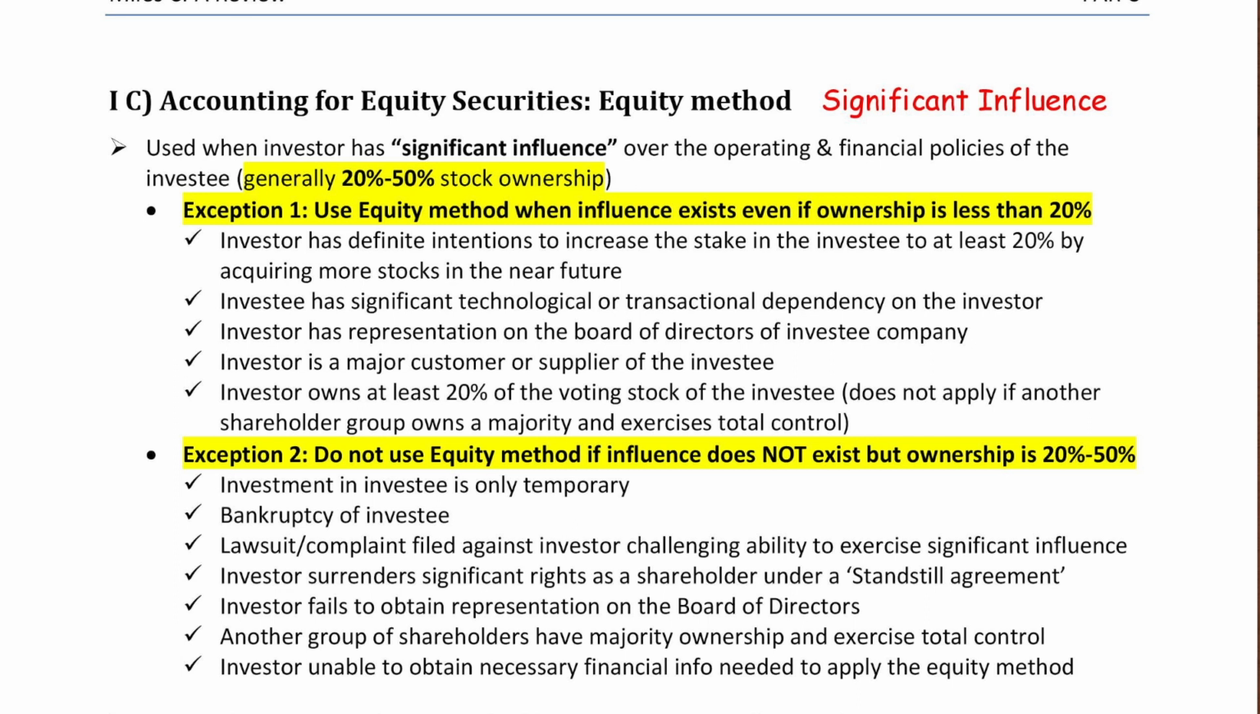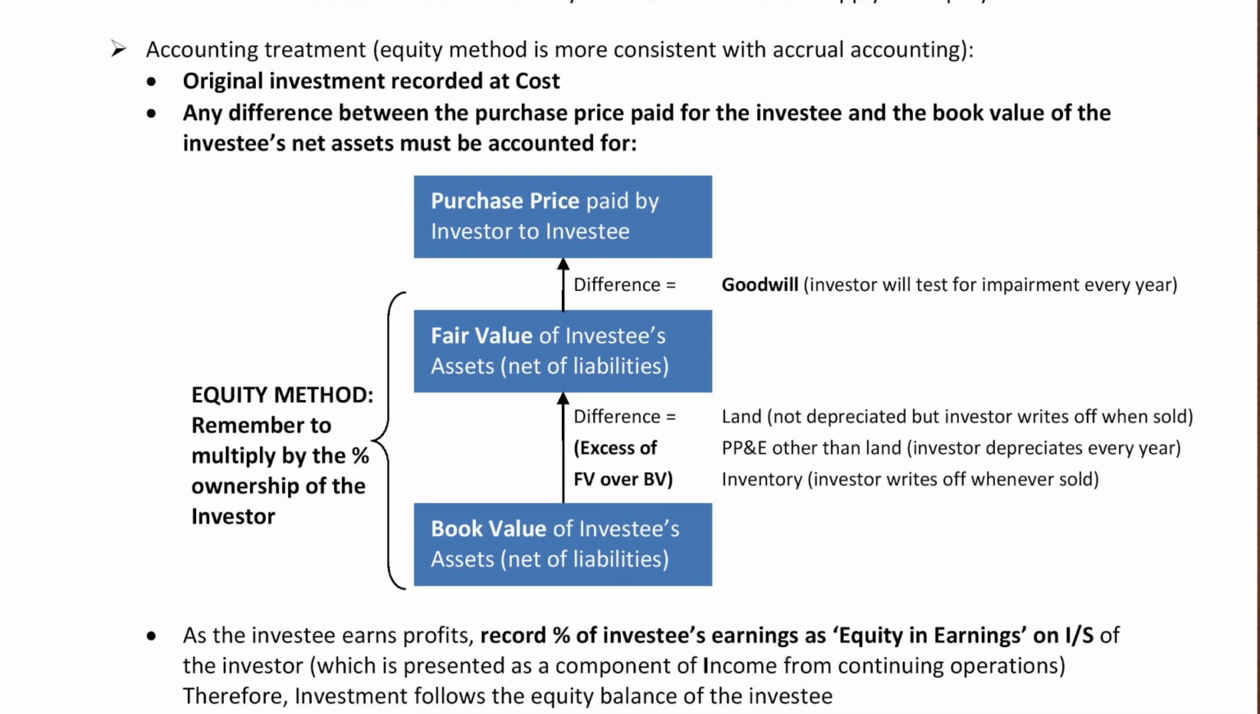So basically what we're saying is that there could be cases where the investor has a 20 to 50% stake but does not exercise significant influence. And in such cases, we do not use the equity method. So bottom line, the equity method is used when the investor has significant influence. And now let's talk about the accounting treatment under this equity method. Original investment is recorded at cost.